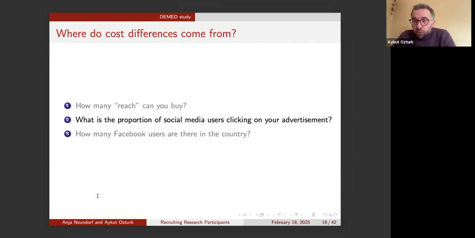Now, another important factor is what is the proportion of social media users clicking on your advertisements. So that isn't something about Facebook, that's something about your advertisements. How appealing are your advertisements across different countries? In our case, our advertisements were more or less similar. We just use incentives based advertisements. We invited social media users to click on our advertisements so that they can join a lottery for either a grocery store voucher or Amazon card.